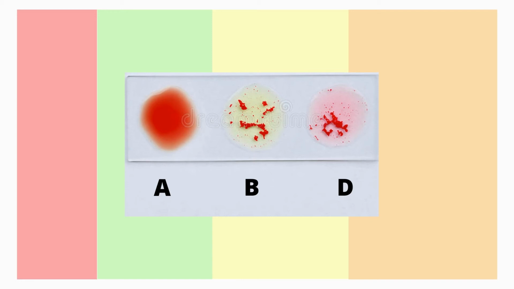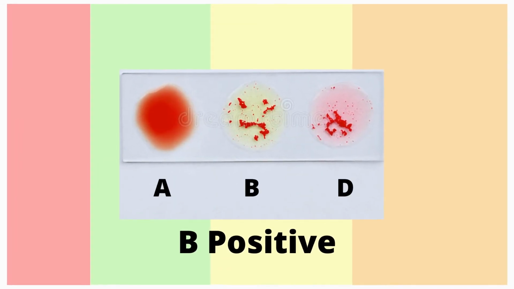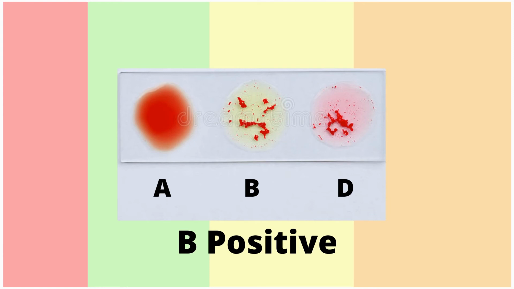So in this picture, we can see that the blood group is B positive because there is coagulation in the circle B and in the circle D.